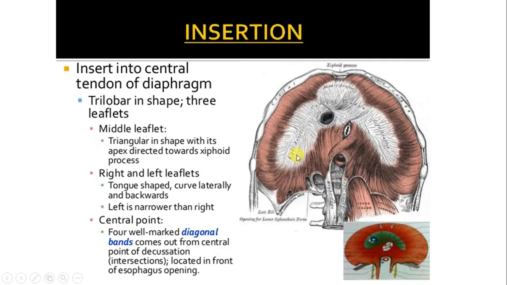In the central portion, four well-marked diagonal bands come out of the central point of decussation, located in front of the esophageal opening. So in this way, the middle leaflet, right and left leaflets, and the central point form the central tendon of the diaphragm, into which the diaphragm muscle fibers are inserted. So this is the insertion of the diaphragm.